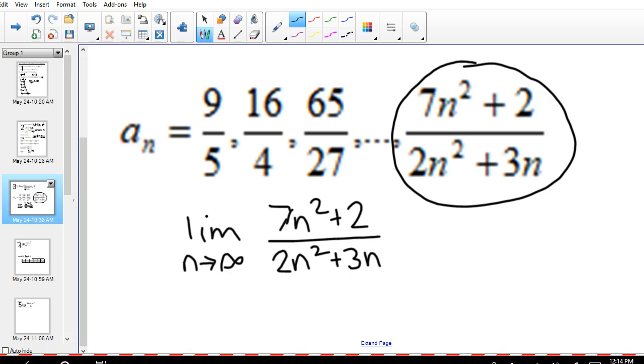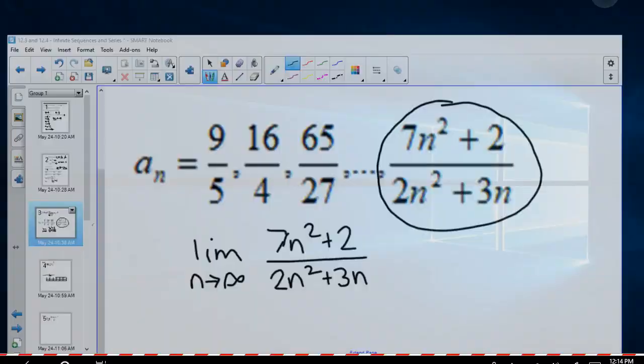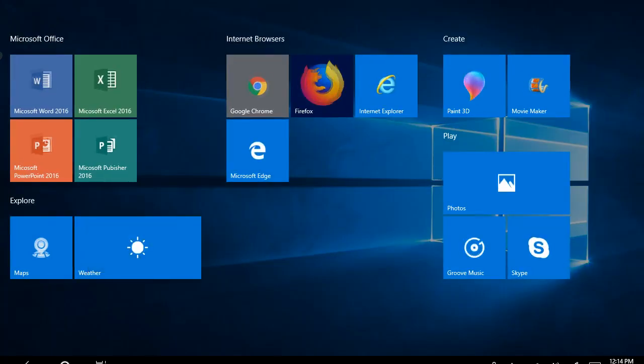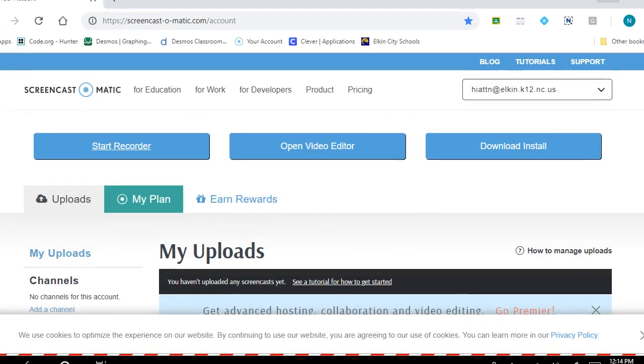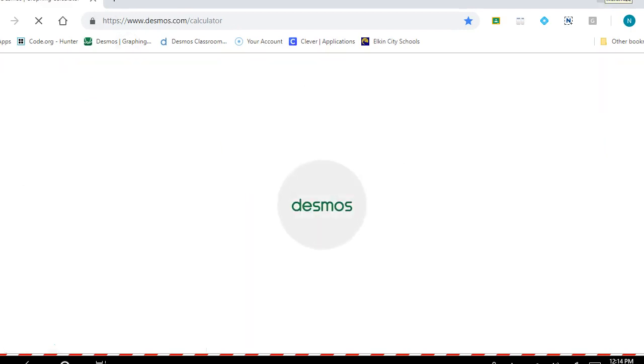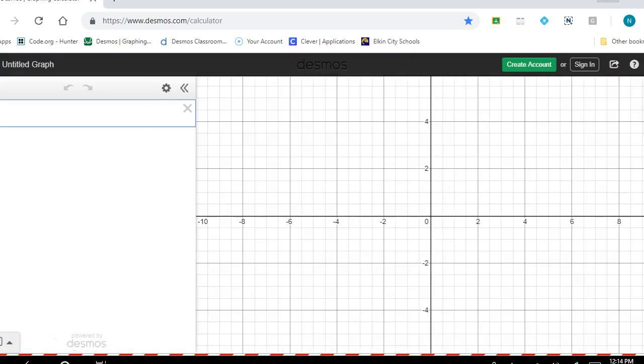And so I cannot pull, let's see, I guess I could maybe use Desmos. I can't pull up the calculator because this doesn't have it on it, but I think maybe Desmos will work. So let's see if this will work.